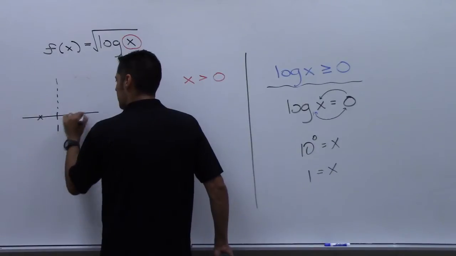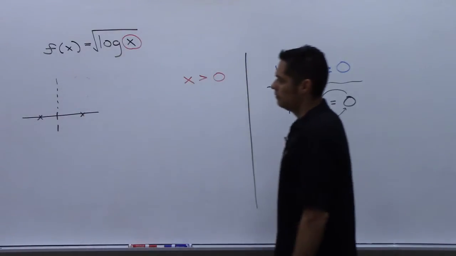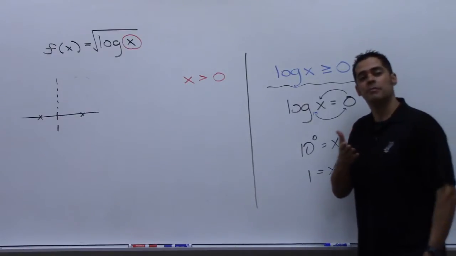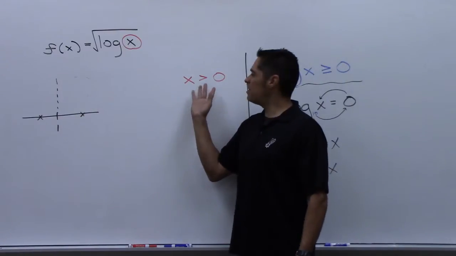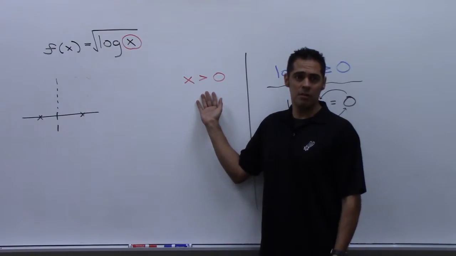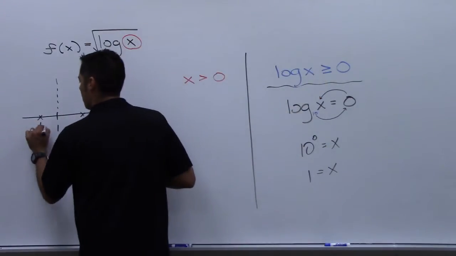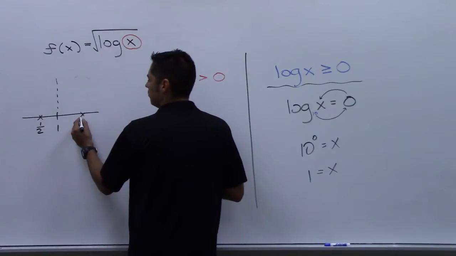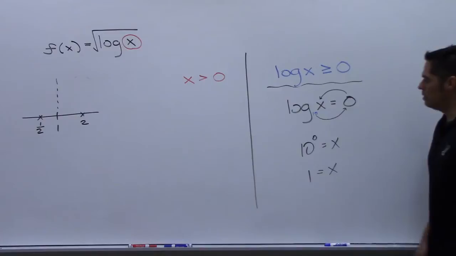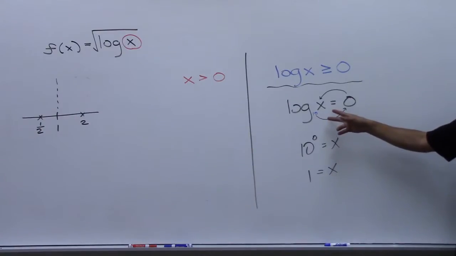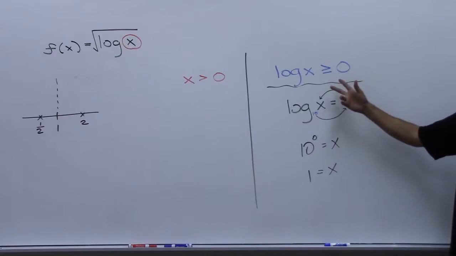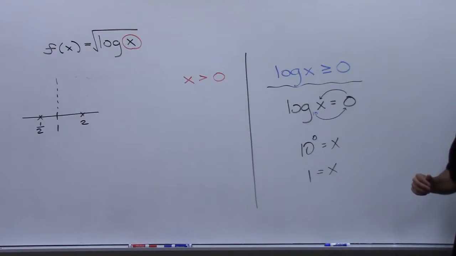Pick something over here, pick something over here. I'm not going to pick -1, because it can't be negative. I want to stick to what I already know: x must be bigger than 0. You could do a half. And then over here, 2, sure. And where am I going to put those? In here, right? Into this?